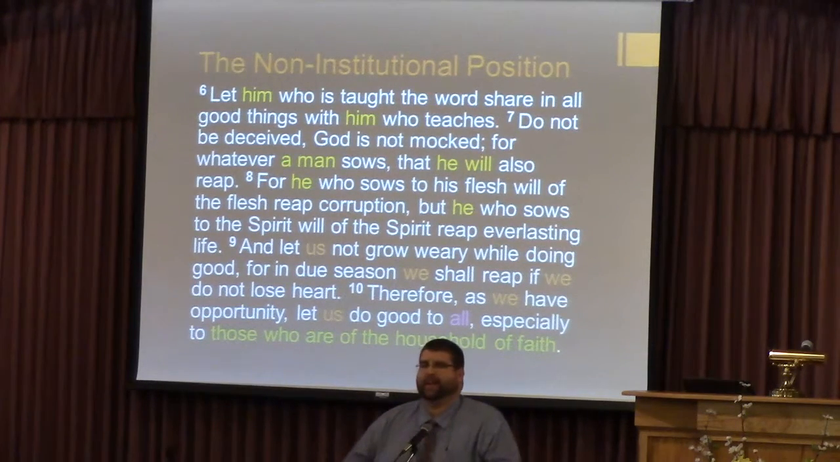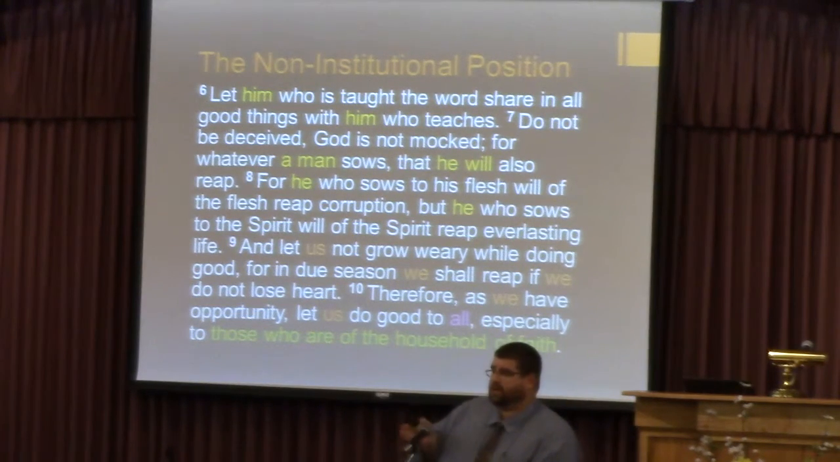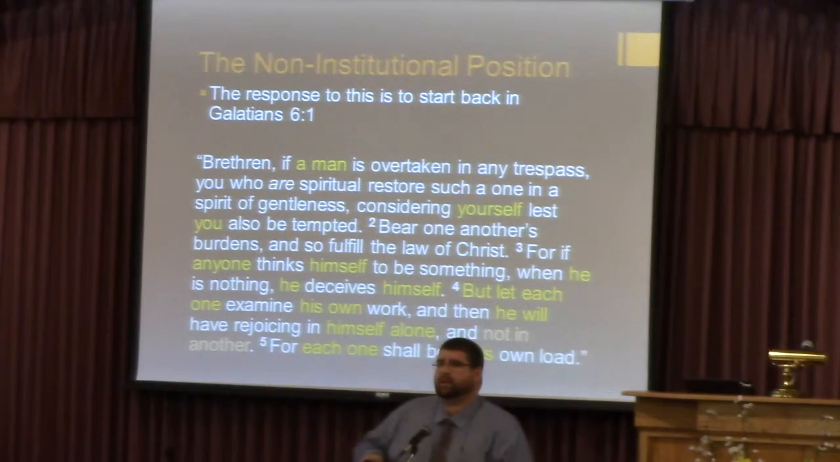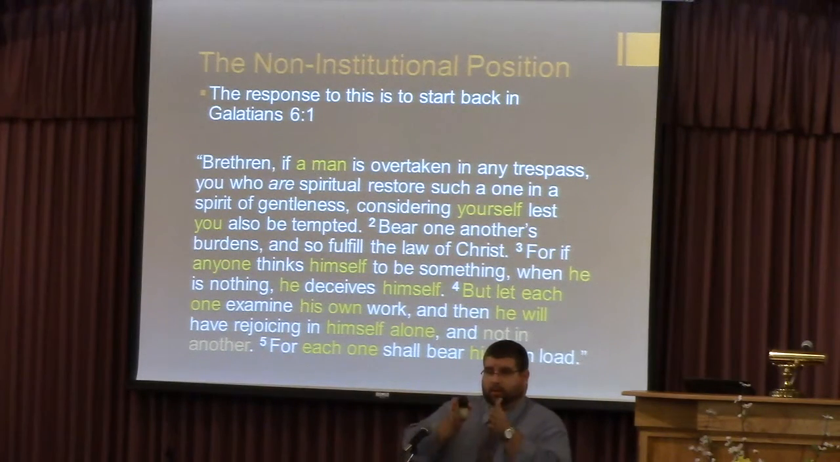Well, this is the argument that the non-institutional brethren are going to make. If you study with them, who's to do good? All men. But in the context of this passage, what's being addressed here? How many? It's a man individually.